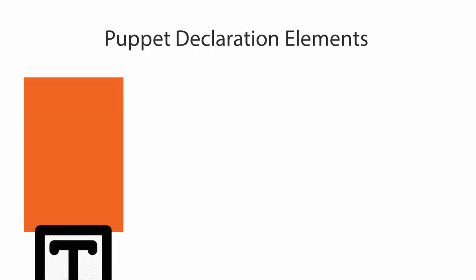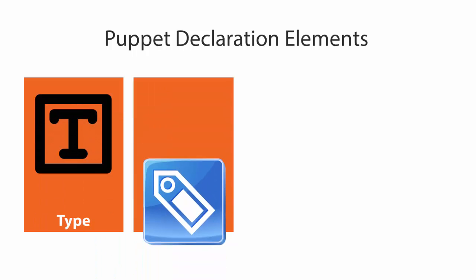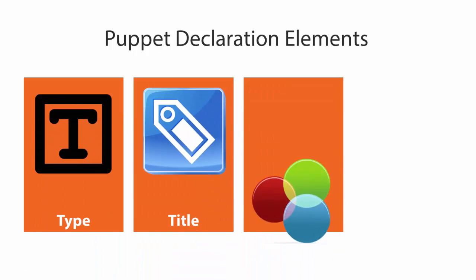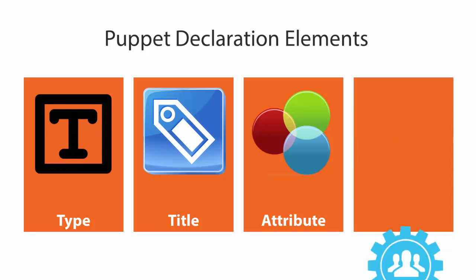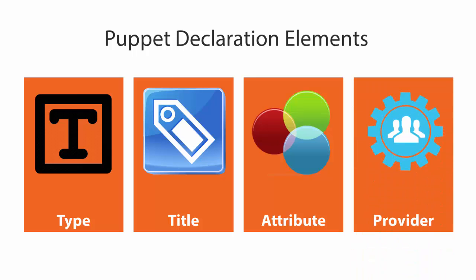Also, when we manage Puppet resources, we need to declare these elements. First one is a type, second is a title, third is an attribute, fourth is a provider. Normally when we declare Puppet resources, we use the type, title, and attribute together. But in the case of provider, it is a bit different.